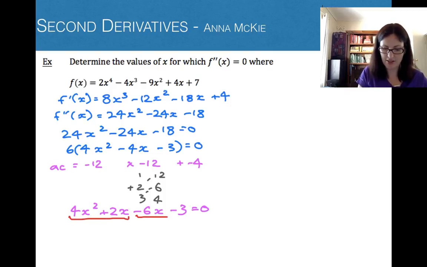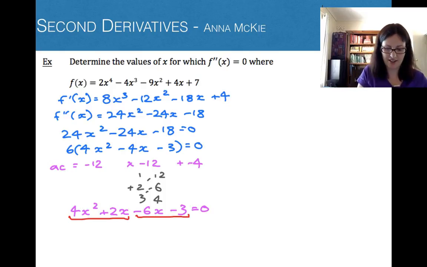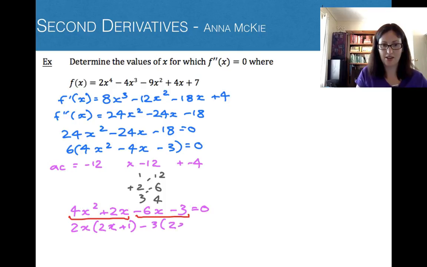So you just do it like this, and you're going to end up with one bracket being a common factor. So factorising the pair, what's common? 2x, and what are we left with? 2x plus 1. And in the next pair, you're going to want one bracket to end up looking like that. So thinking about what you're going to have to take out, a negative 3, and you're left with 2x plus 1. Perfect, that's what you want.